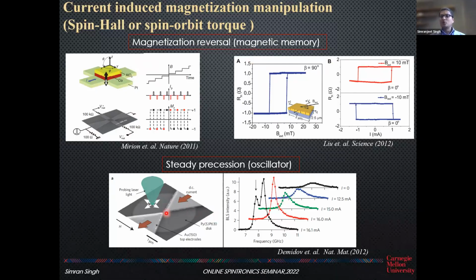On the other hand, you can also induce steady state precession. For example, here, if you have a polarized disk, and at the bottom some kind of heavy metal, you can induce precession of this magnetization that can emit electromagnetic radiation in the few gigahertz to tens of gigahertz range. And that's an application for an oscillator, if you want to build an oscillator.